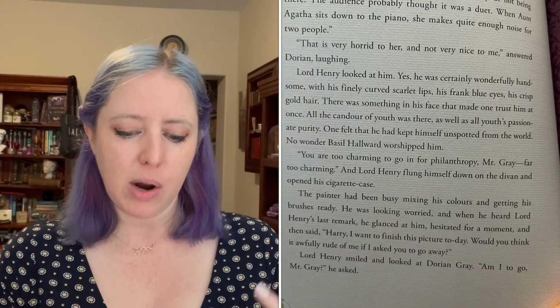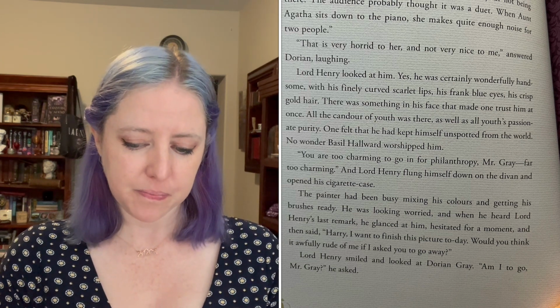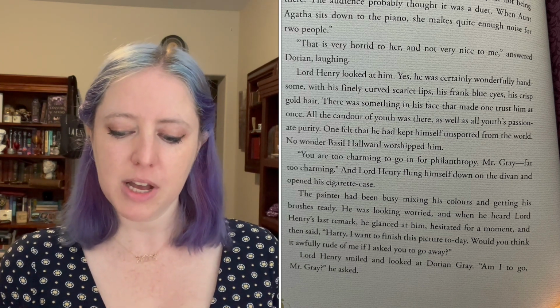Basil, as he's getting ready to do some painting, of course, Dorian is here to sit for that portrait, is concerned by this comment. And he knows Lord Henry as well. He knows that Lord Henry is manipulative. We saw that at the end of chapter 1 when he gives that admonition about how Lord Henry's influence would be bad. So Basil says, "Harry, I want to finish this picture today. Would you think it awfully rude of me if I asked you to go away?" And Henry says, "Am I to go, Mr. Gray?" So there are a few things here that I want to point out.